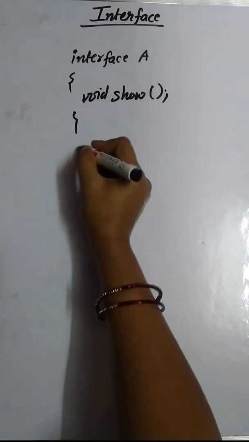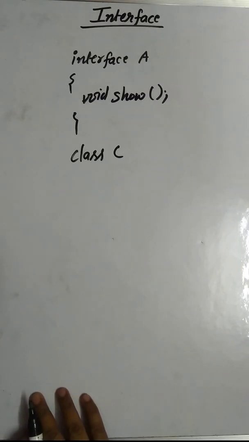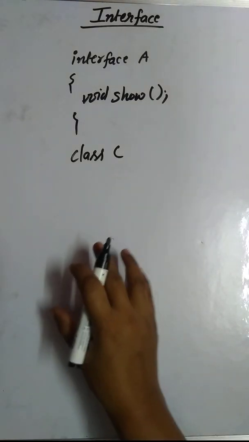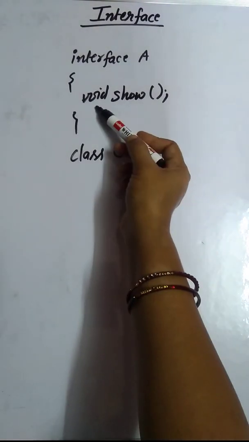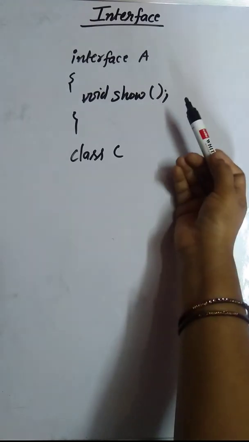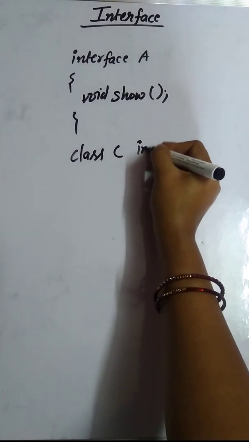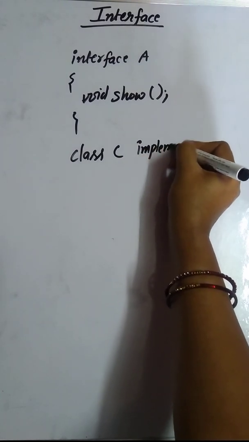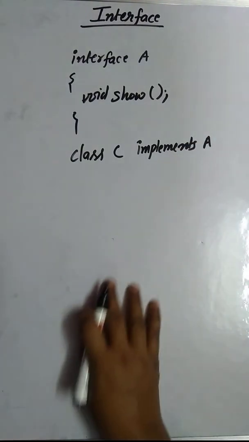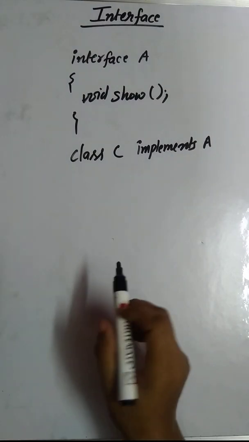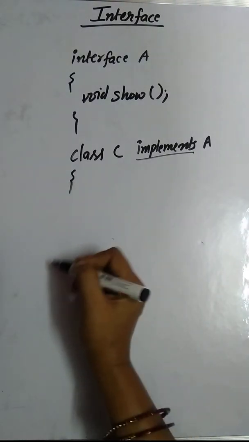Next I am having a class C. What is the work of C? C is a class, so this class is responsible to define this function. The show function we have to define within the class C. First of all, class C implements interface A. Because A is the interface, here we are using the implements keyword.